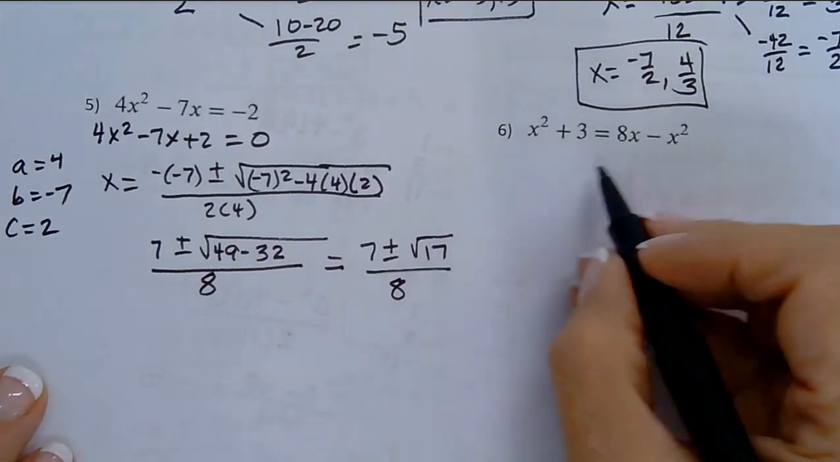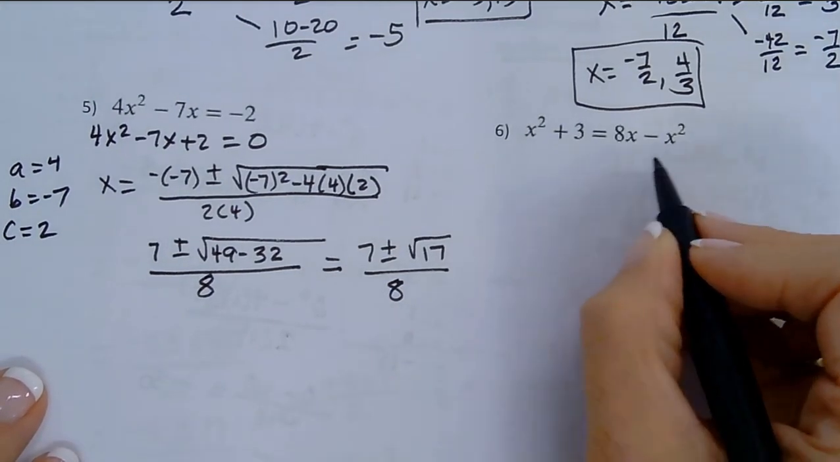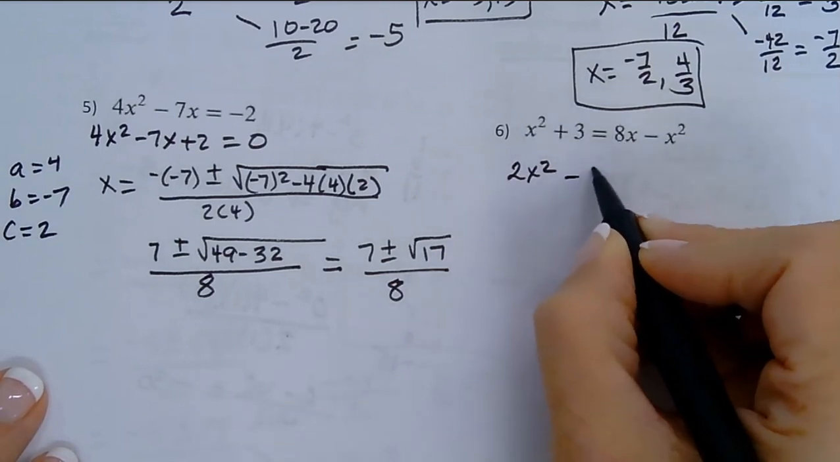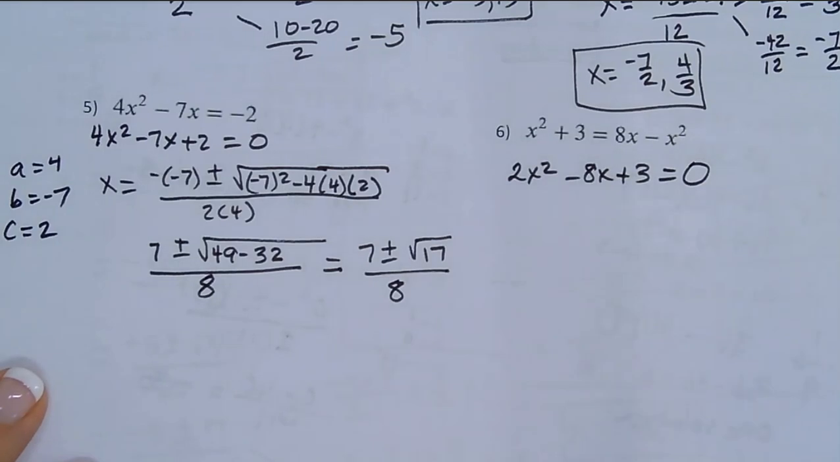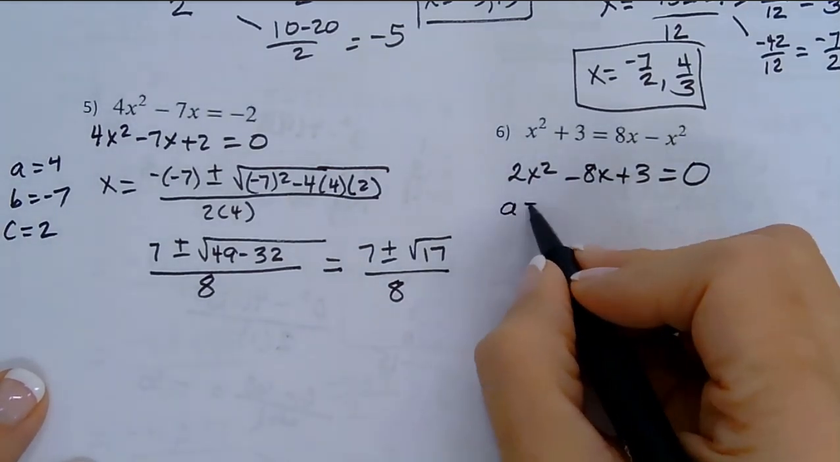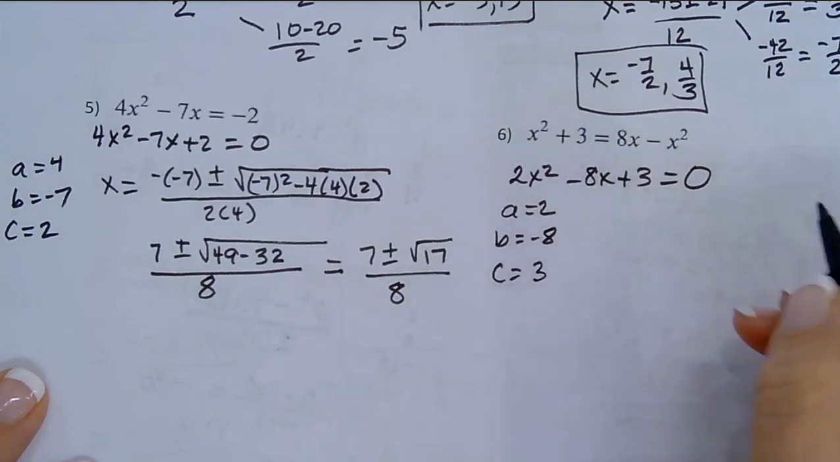Okay, so number 6, I also am not in the correct form yet, so I'm going to add x squared to each side. So I have 2x squared, I'm going to subtract 8x from each side, and then I end up with 2x squared minus 8x plus 3 equals 0. So now I know A equals 2, B equals negative 8, and C equals 3.